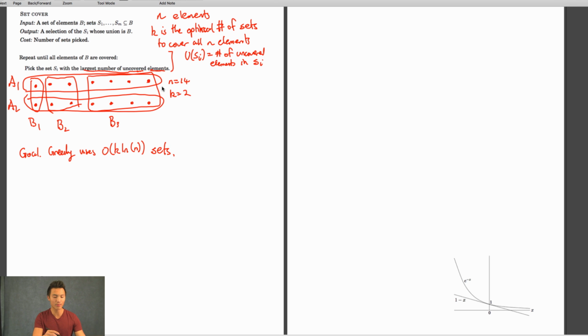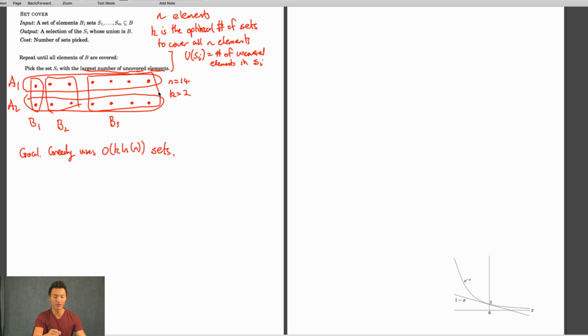So here is an example. We have 14 elements. We have 5 sets. And the optimal solution that covers everything is going to be A1, A2, right? Where with the two sets, k is 2. That's our optimal solution. However, our greedy solution is going to take the one with the largest number of uncovered elements. In the first iteration, we're going to pick B3 because we have 8 uncovered elements versus the 7 in the optimal sets.